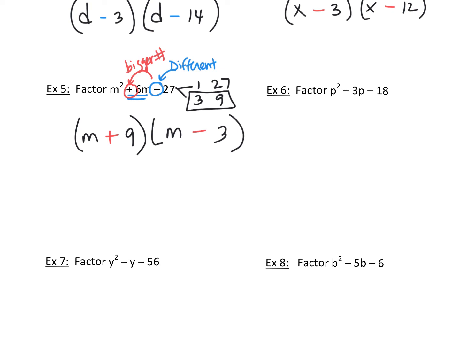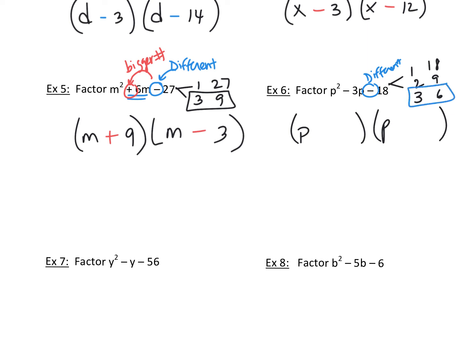Okay, so look at example 6. If you want to pause, you can, or you can watch this one. I have p times p is p squared. I go to 18, I need factors of 18. 1 times 18, 2 times 9, 3 times 6. Because the sign is negative at the end, this tells me that the signs are different. So I need a difference of 3, because the middle term is 3. 6 minus 3 is 3. So I put a 6 and a 3, any order.